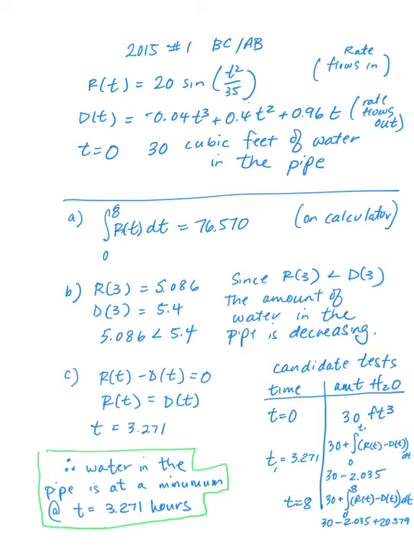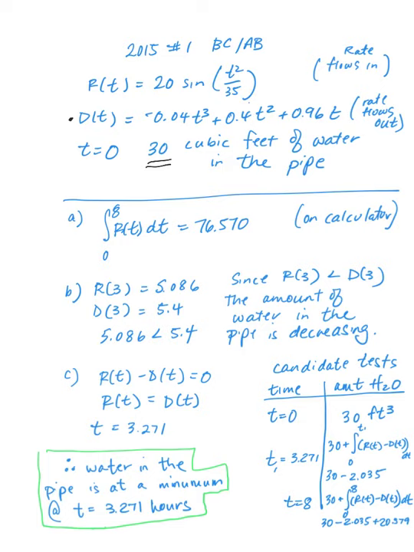All right, the second one in this packet, 2015 number 1, again it says BC, but it is a shared A-B problem as well. So we're given the rate at which rainwater flows into a pipe, and that's 20 times sine t squared over 35. We're also given the rate at which water drains out of the pipe, and then at t is equal to 0, we know we have 30 cubic feet of water already in the pipe. So how many feet of rainwater flows into the pipe in those 8 hours?